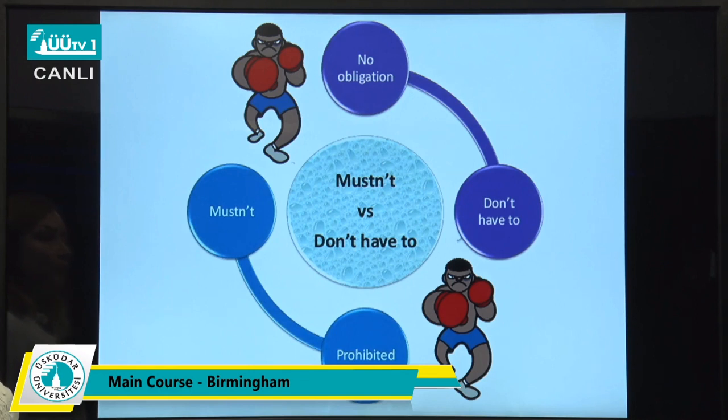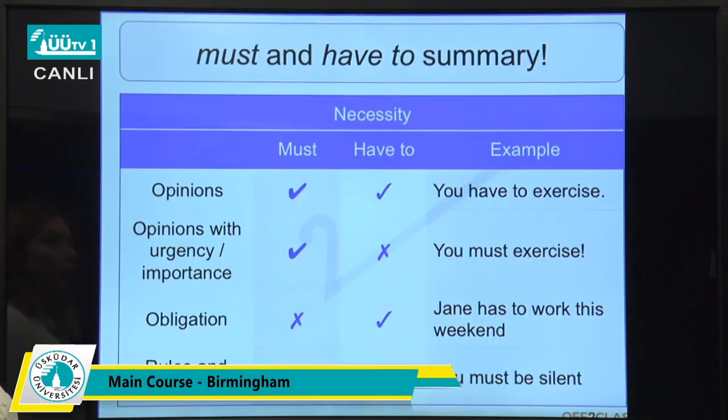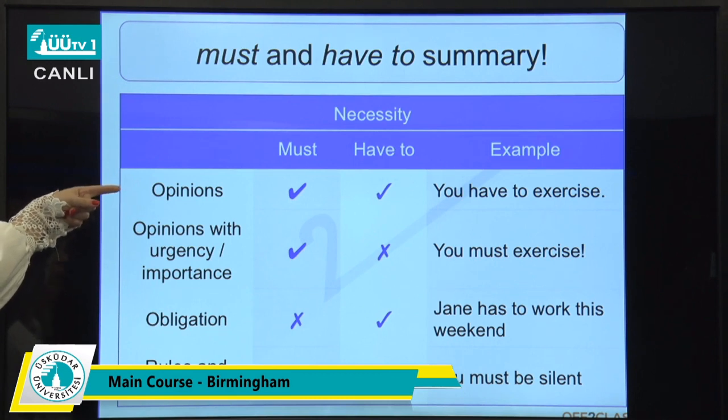So, as I told you before, we use don't have to for no obligation, mustn't for something that is prohibited, something which is banned. Okay, now let's look at must and have to summary. When you want to give your opinion, you can use both of them.